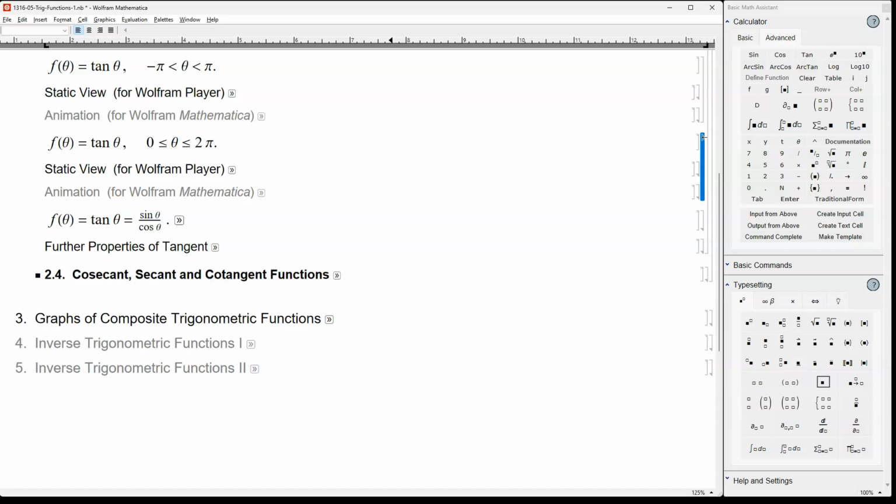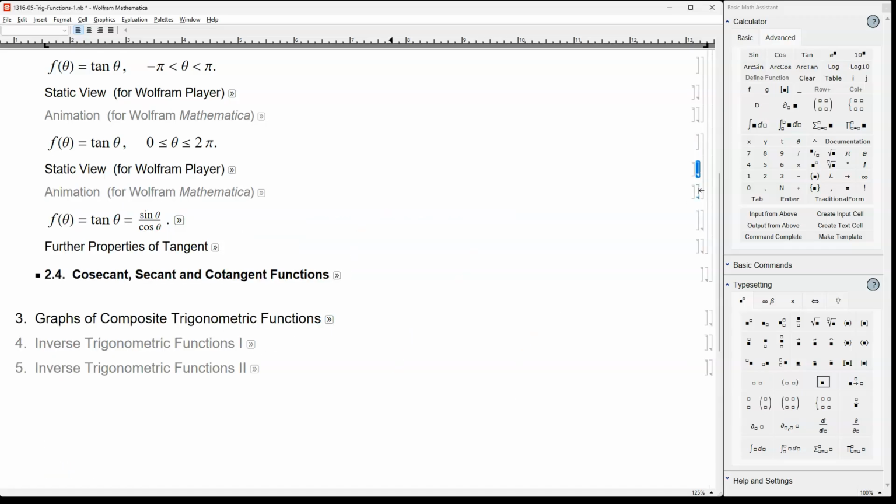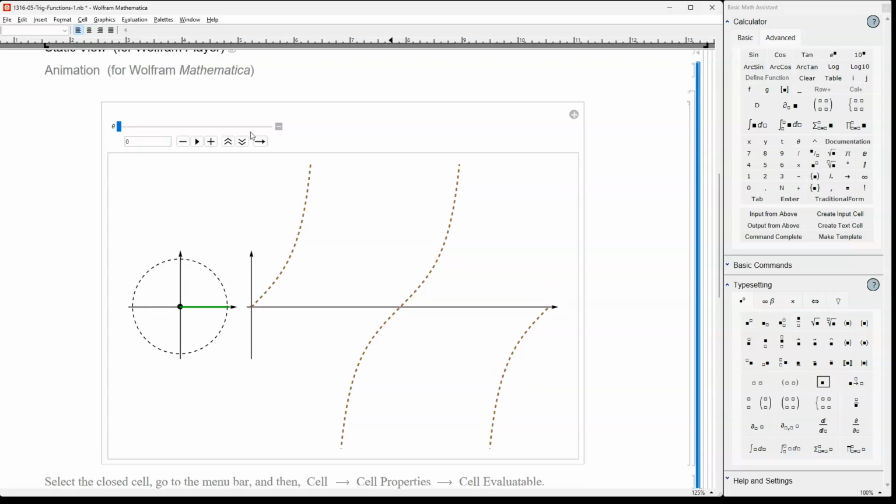Next picture here, we have, oh, sorry about that. Oh no, same kind of animation from 0 to 2 pi. Alright, no big deal. I can just show you. Same pattern as before, just different starting phase.